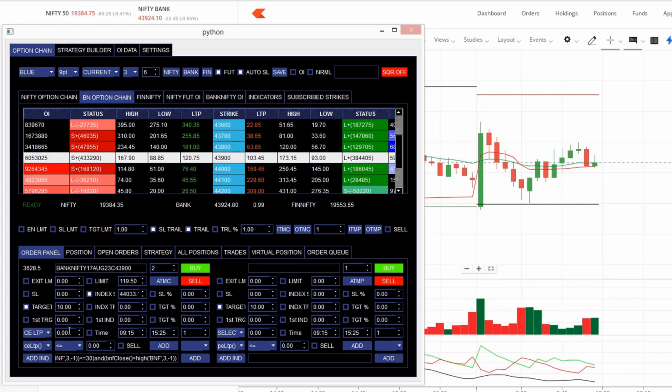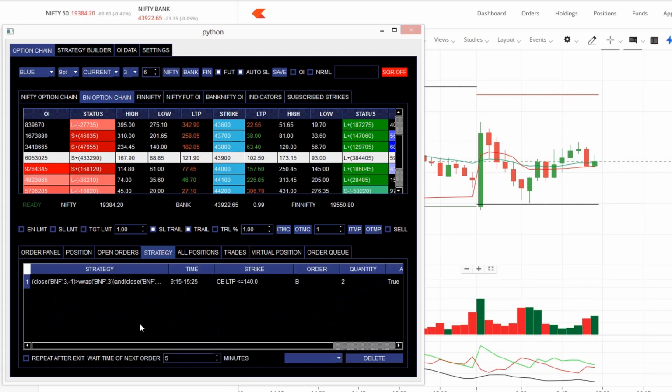Okay, I want to place CE order which is trading at price below 140 rupees. Okay, I have added the strategy. Okay, check the repeat after exit so that this will repeat after exiting current position. Here we enter wait time so that it will start after the time is elapsed.